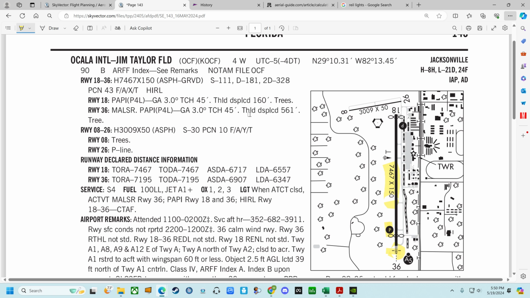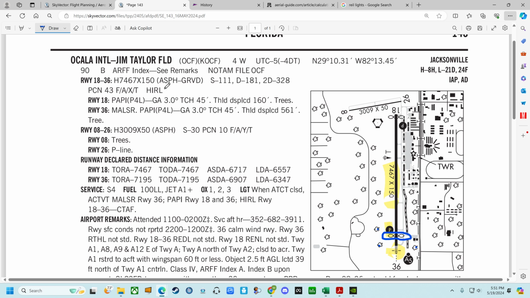Some things we want to be careful of. Runway 36 has a displaced threshold, so I'll draw that with a circle. That's this symbol right here, kind of like that infinity symbol. They're also telling us there's some trees that we need to be aware of. That's all these little drawings of trees here.